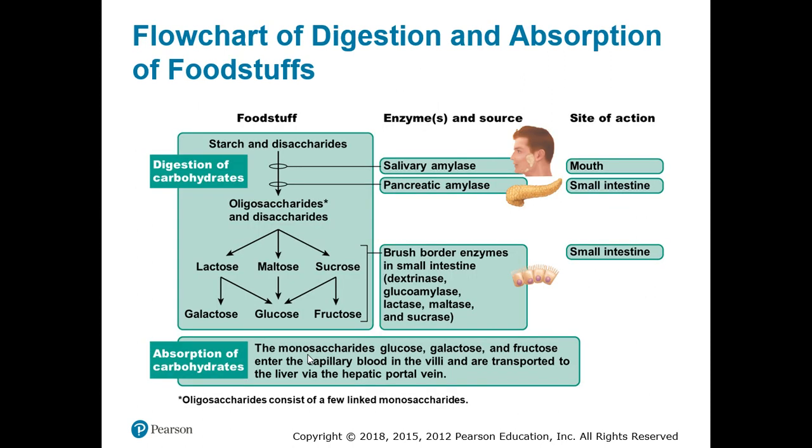So here, these are flowcharts of digestion and absorption that you can refer to back when we talk about these different organs. For example, if we were talking about starch, it starts its breakdown in the mouth, and it's further broken down in the small intestine. And then from there, it gets broken down into simple sugars. Then it can be reabsorbed.